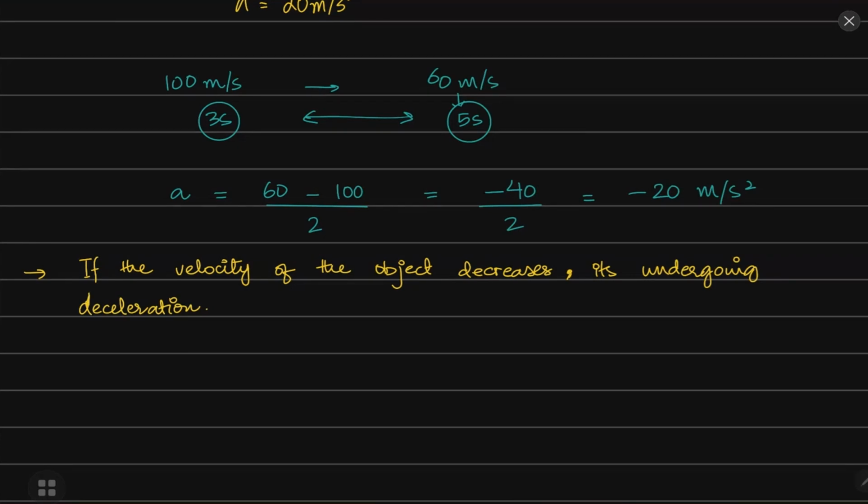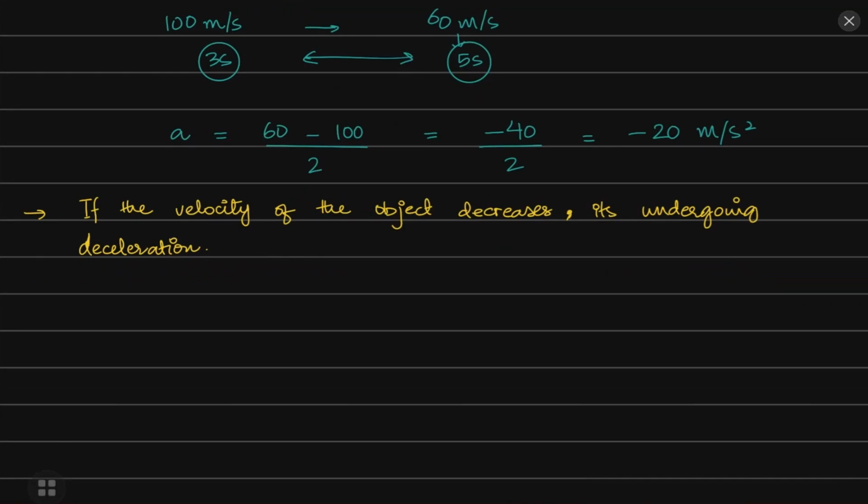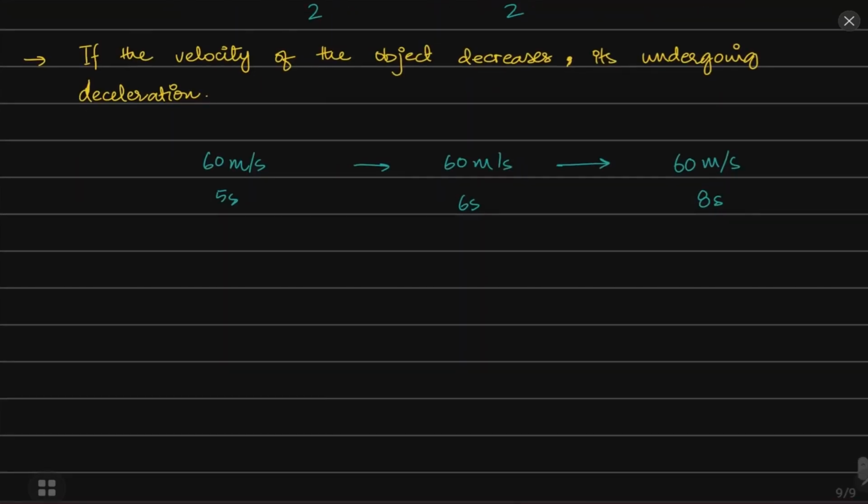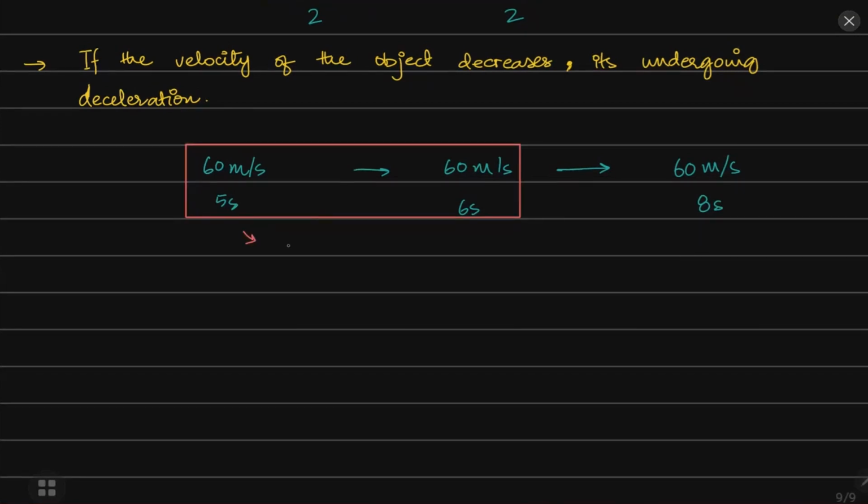Okay, another example. Let's suppose at 5 seconds, I'm traveling at 60 meters per second. I'm traveling at 60 meters per second again at 6 seconds, and at 8 seconds again. Let's talk about this case now. In the first part, what is my final velocity, guys? 60, yes. My initial velocity is 60, and the time taken is 1 second. This will be 0. In this case, my acceleration is 0 meters per second square.